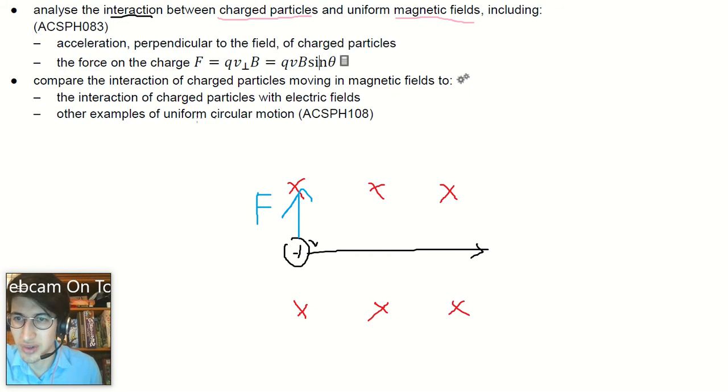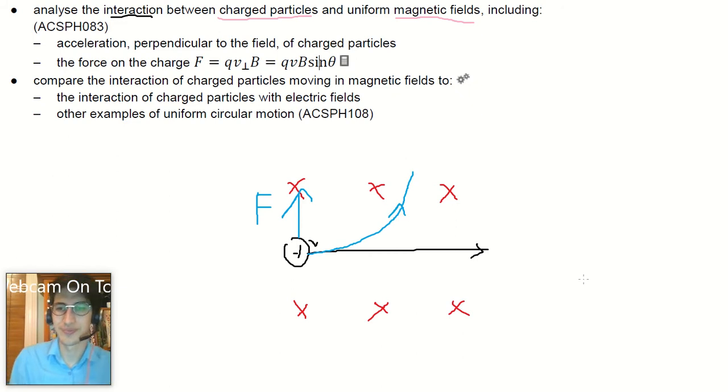And we're supposed to compare this to other examples, uniform motion and the interaction of charged particles with electric fields. Just like when we looked at what happens in an electric field, this particle is going to move. It's kind of going to start looking like projectile motion. It's going to start curling around this way instead of moving straight along there. It's not exactly like projectile motion, though. It is more like uniform circular motion. I'll tell you why very, very soon.